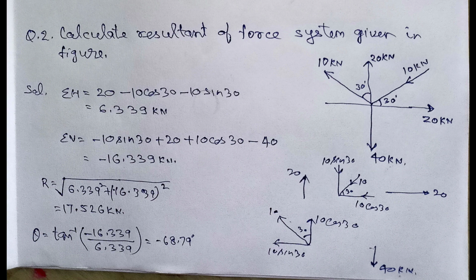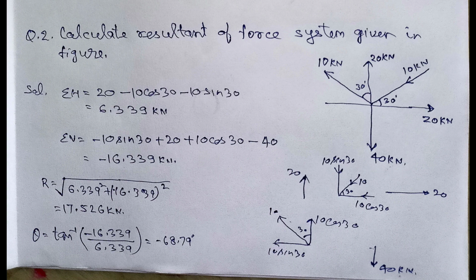Similarly, next 10 kilonewton having angle of inclination 30 degree with vertical will have horizontal component as 10 sin 30, which will be in negative x direction. So equation will be plus 20 minus 10 cos 30 minus 10 sin 30, that is 6.339 kilonewton. In this way we will calculate sigma h.